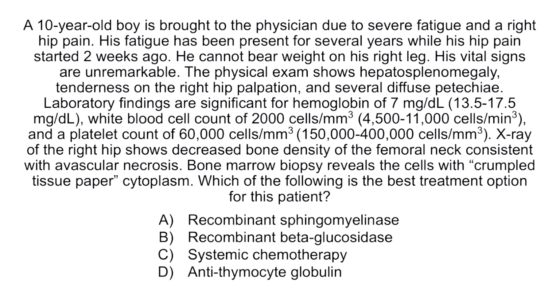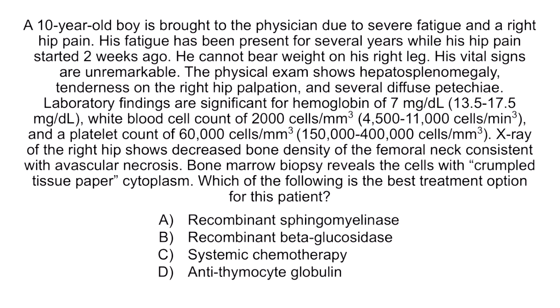Laboratory findings are significant for hemoglobin of 7, white blood cell count of 2,000, and a platelet count of 60,000. X-ray of the right hip shows decreased bone density of the femoral neck consistent with avascular necrosis. Bone marrow biopsy reveals the cells with crumpled tissue paper cytoplasm. Which of the following is the best treatment option for this patient? A. Recombinant sphingomyelinase. B. Recombinant beta-glucosidase. C. Systemic chemotherapy. D. Anti-thymocyte globulin.